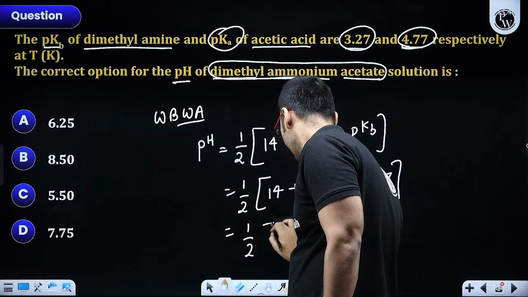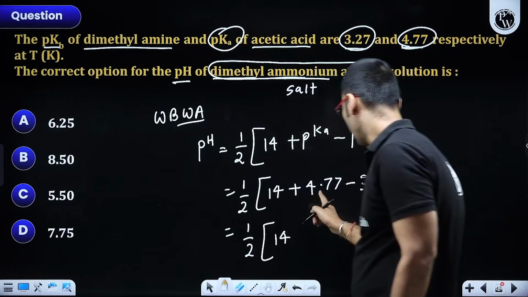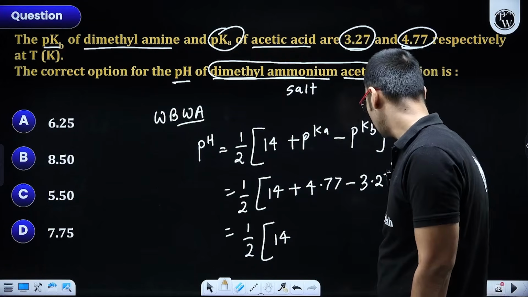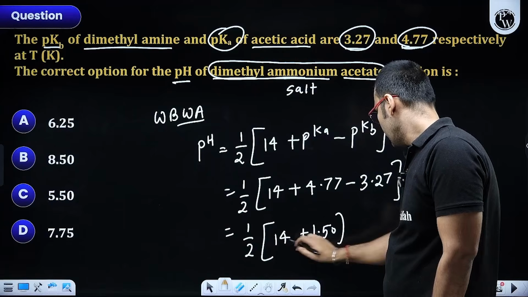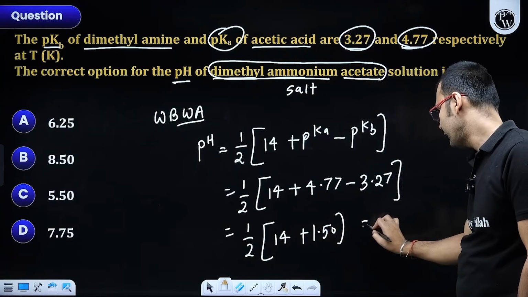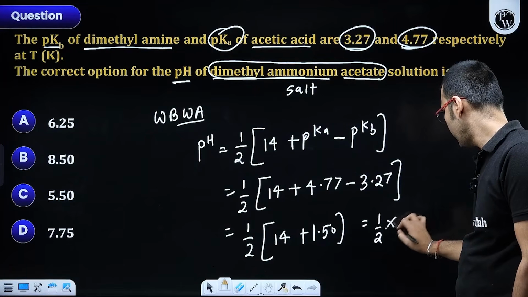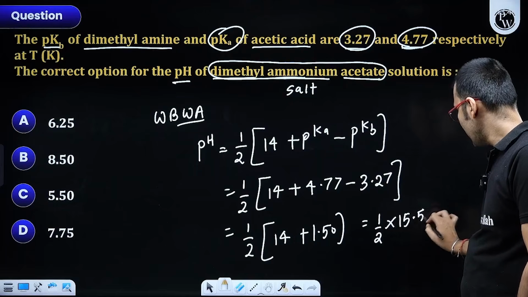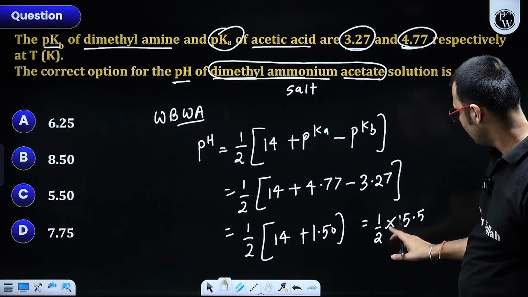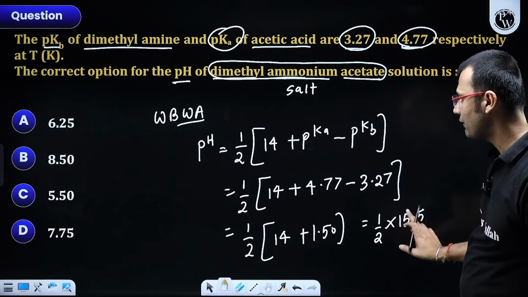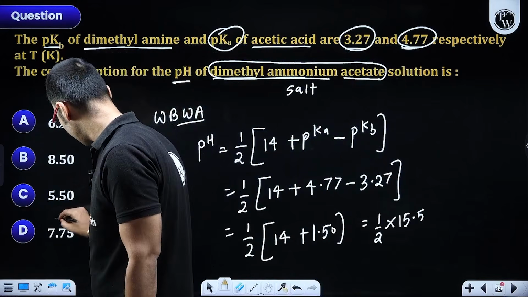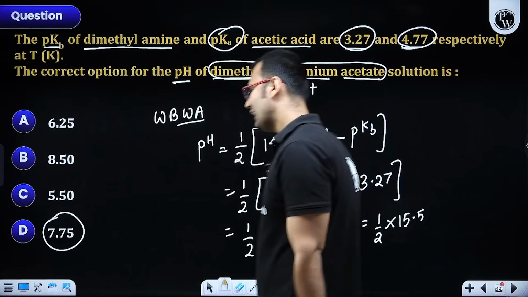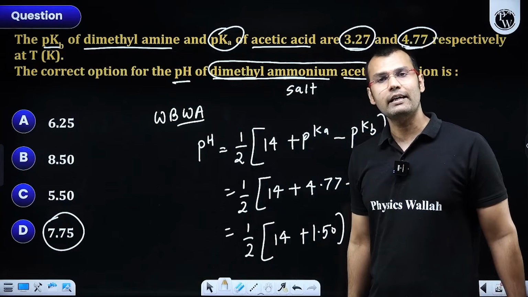Half of 14, 4.77 minus 3.27 will be 1.50. 14 plus 1.50 is 15.5. So half of 15.5, two sevens are 14, so it's 7.75. So 7.75, if you check the options, we have option D here. So clearly option D is there. That will be the right answer.